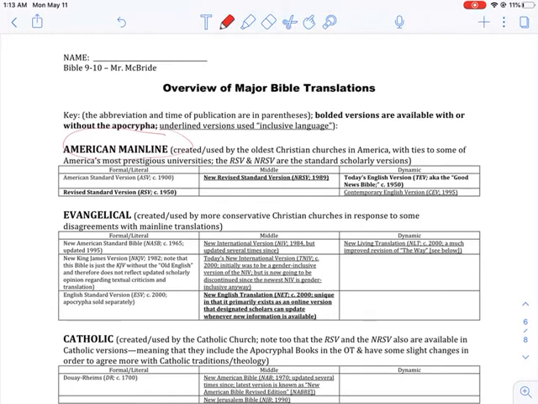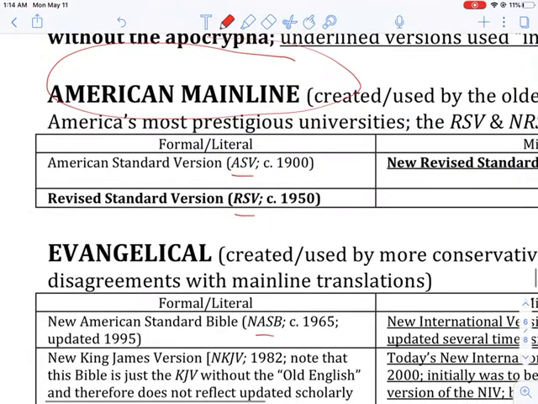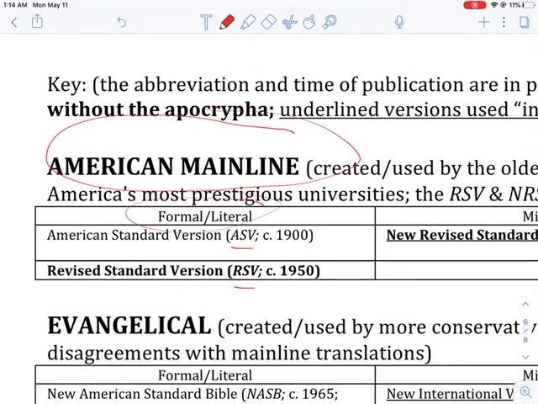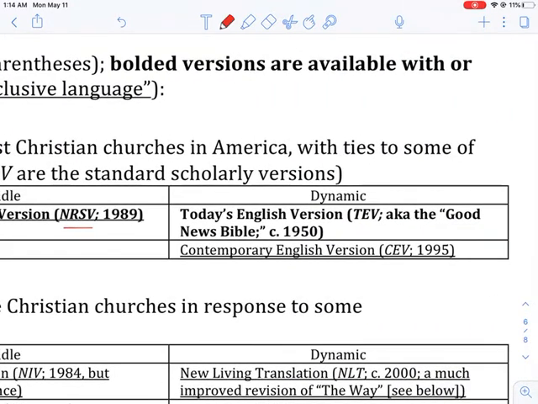So there is the American Standard Version from 1900, and the RSV, so the ASV and RSV. I put the abbreviations here for all the translations. And these are formal and literal. The middle translation in this camp is the NRSV. And dynamic translations from this type are the TEV and the CEV.